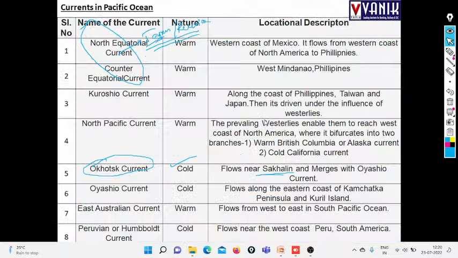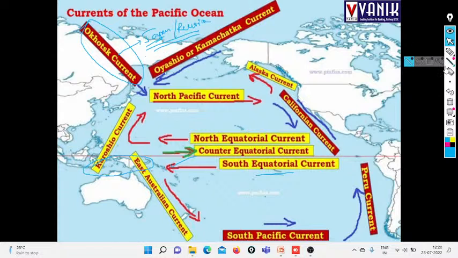Okay, so the Okhotsk current near Sakhalin merges with the Oyashio current. Okay, this is a cold current. Then the Oyashio current flows along the eastern coast of the Kamchatka Peninsula and the Kuril Islands. Kamchatka Peninsula and Kuril Islands. See, the Oyashio, and it is the Kamchatka current. It is mainly known as the Oyashio current.